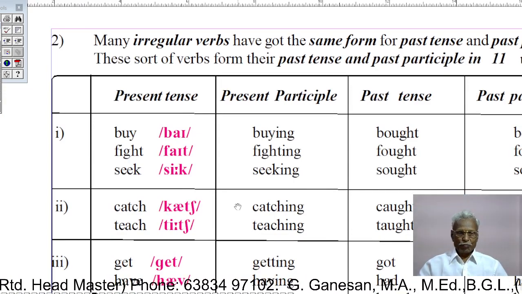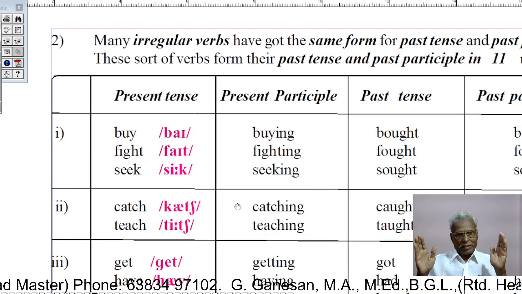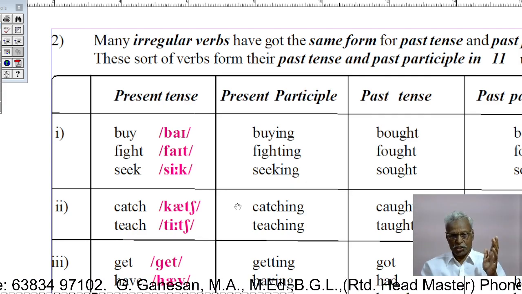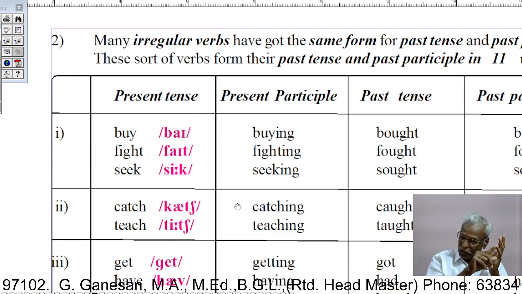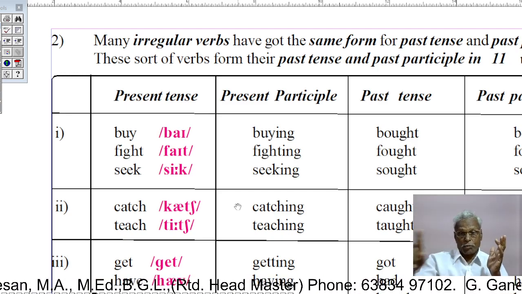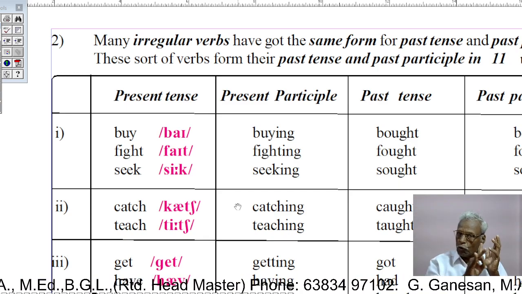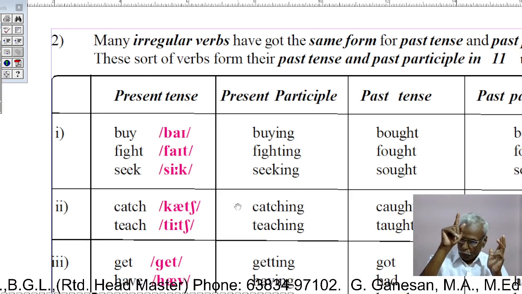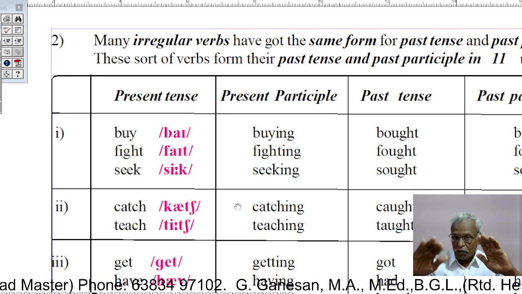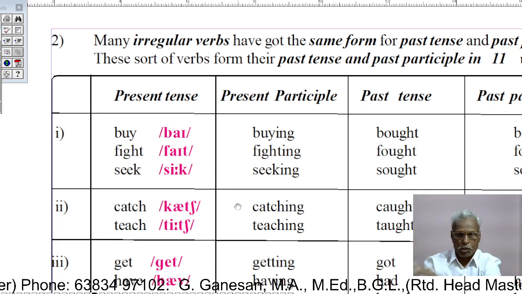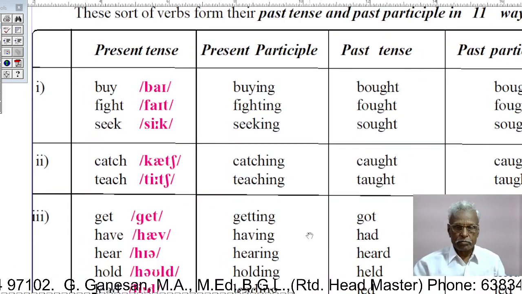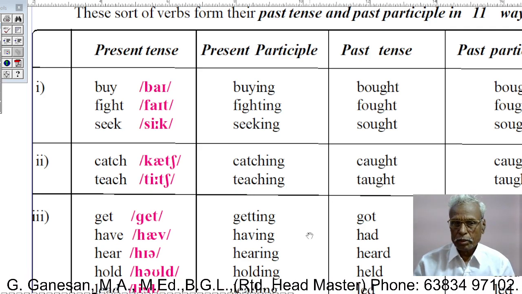Dear students, the kind of irregular verbs having two forms for the three tenses, that is, one form for the present tense and one form for the past tense and past participle. That is, having the same form for past tense and past participle. Let us see those verbs. Type 1.